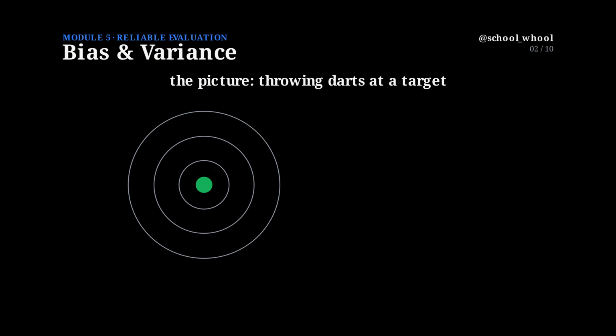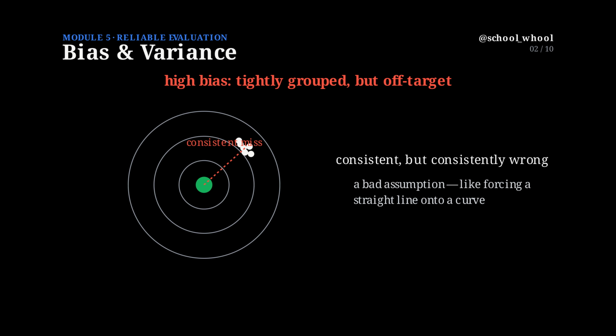First, bias. Look at these darts, tightly grouped, but landing well off to one side, far from the bullseye. The model is consistent, but consistently wrong. It's making a bad assumption about the shape of the data, like forcing a straight line onto a curve. That systematic miss is high bias.